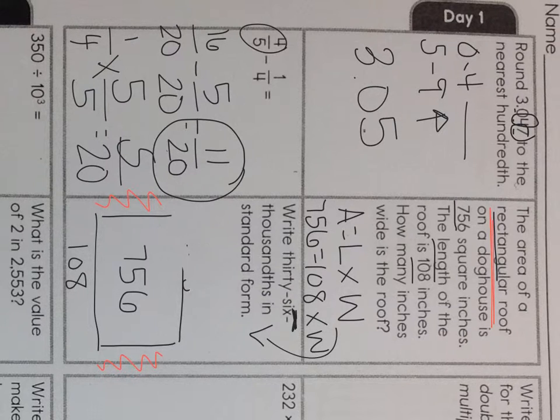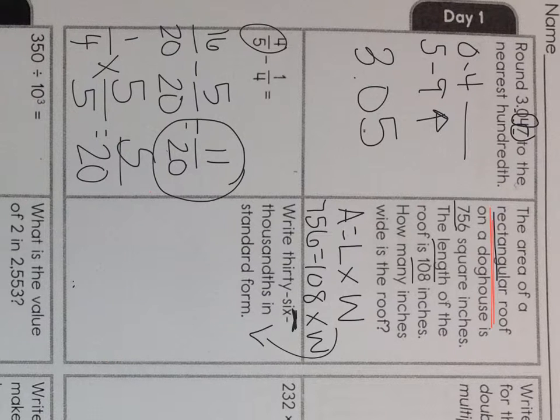So we are going to divide 756 by 108. Okay, that's a large division problem, so you're going to have to check and guess. I would probably round 108 to 100. How many times do you think 100 can go into 756? I'm going to go ahead and say 7, because 100 times 7 is 700.